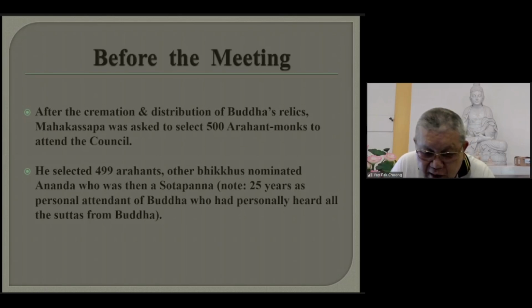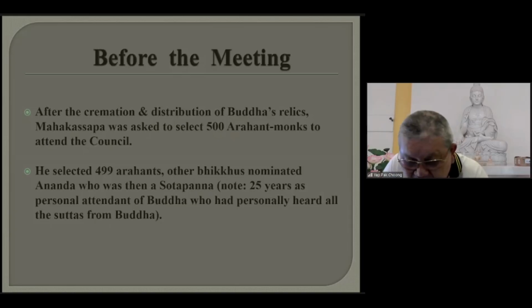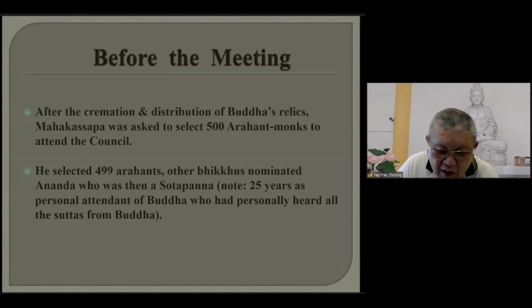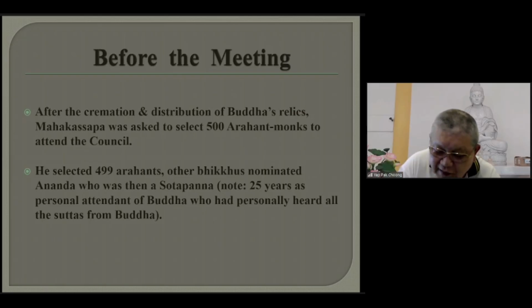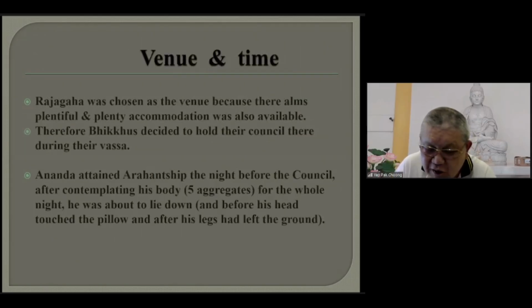So he selected 499 first. Then other monks said, wait, Ananda must attend. Ananda was not an Arahant yet at that moment. At first Mahakasapa did not select him, but the other monks said he cannot be left out. He must let Ananda attend, even though he was not an Arahant at that moment. He was only a Sotapanna. But he had followed 25 years as the Buddha's personal attendant and heard all the suttas from the Buddha. So it would be fair, because he can explain and decide on all the suttas that other monks know. That's why Mahakasapa at first selected 499 Arahants, then the last one, he included Ananda, even though he was not yet an Arahant.